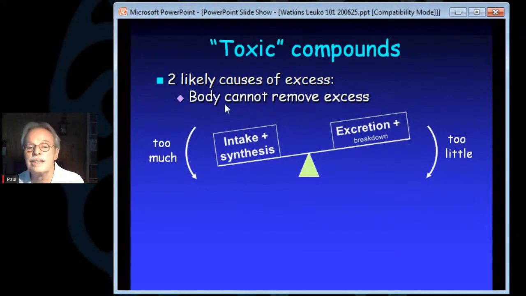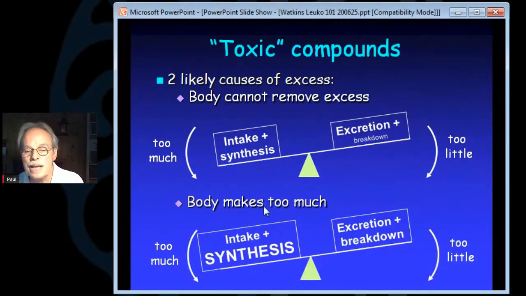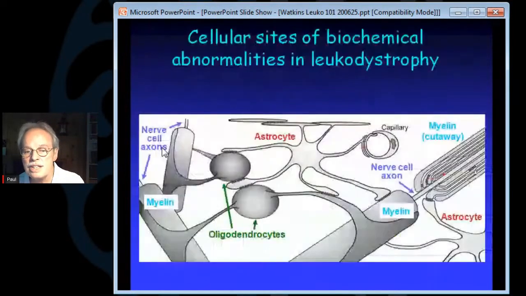Let's do that first. You make too much, where synthesis of the substance is too much, and you get too much here. Or you can't get rid of the excess to balance out the seesaw. So if the breakdown is not working properly, you also get too much. And this is the case in X-linked adrenoleukodystrophy.